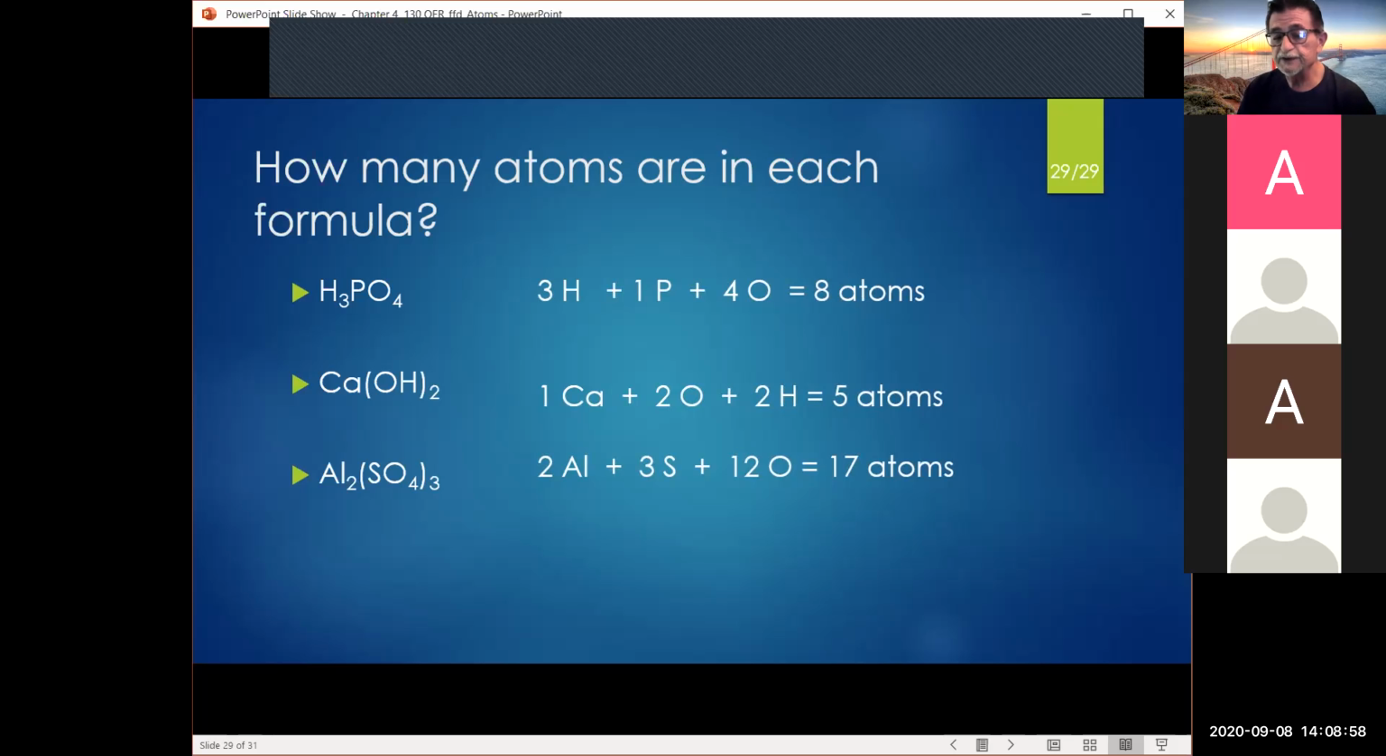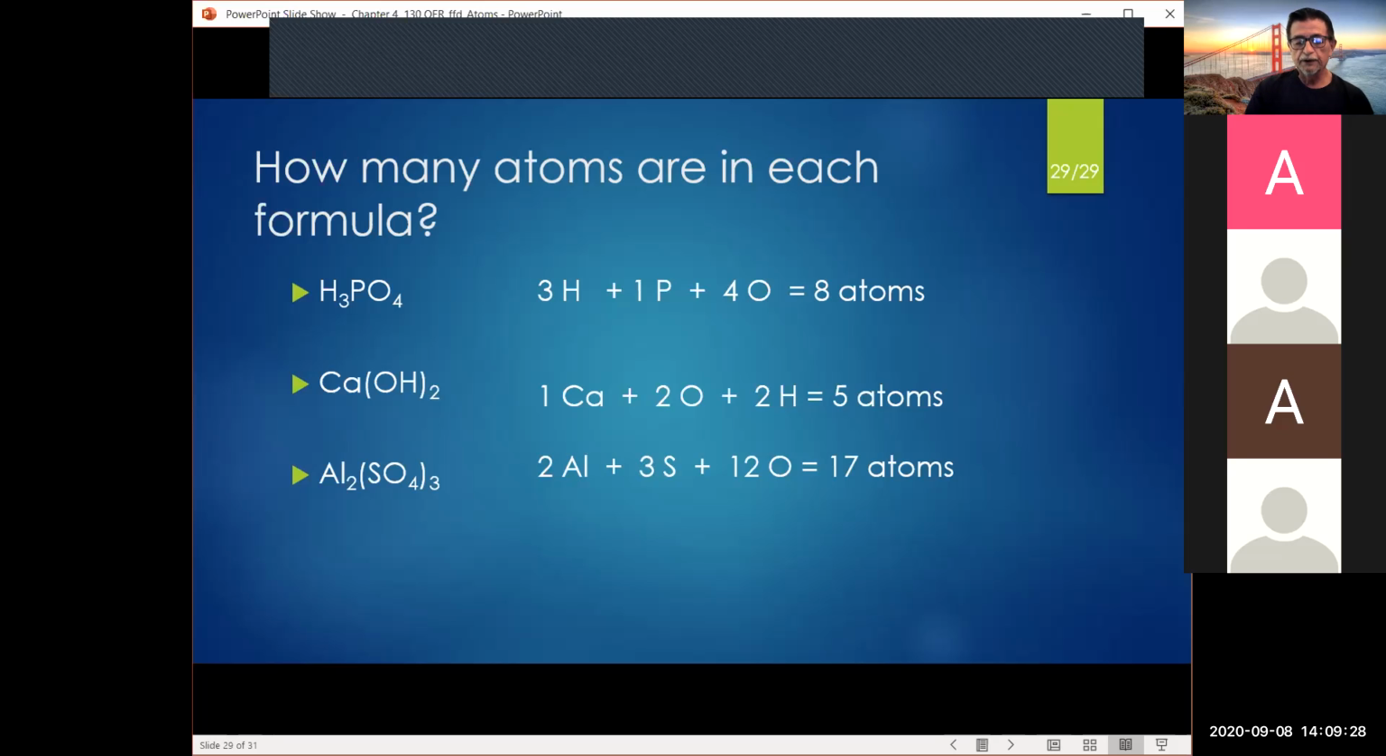The second one is Ca, which is calcium, and in parentheses, OH, there's another polyatomic ion that you'll find in the periodic table. And there's two of them, okay? And that means we have one calcium, two oxygens, and two hydrogens. That, by the way, is calcium hydroxide. You'll find that in a lot of Tums. So next time you ingest Tums, that's what you're ingesting.